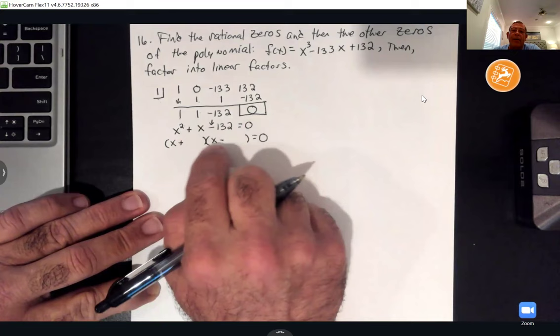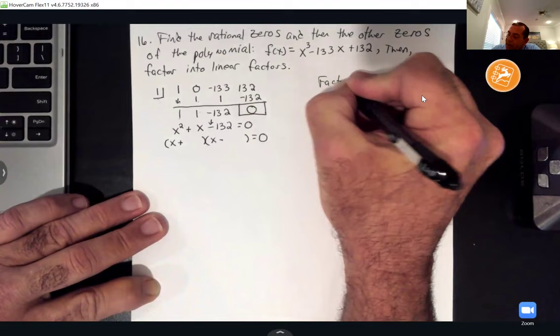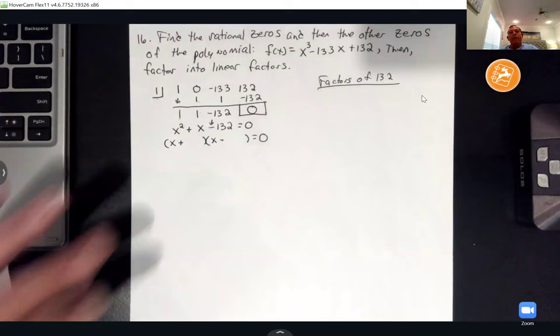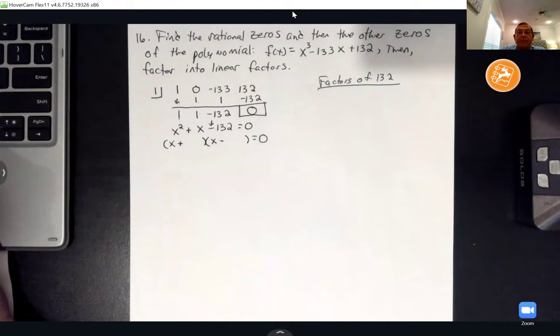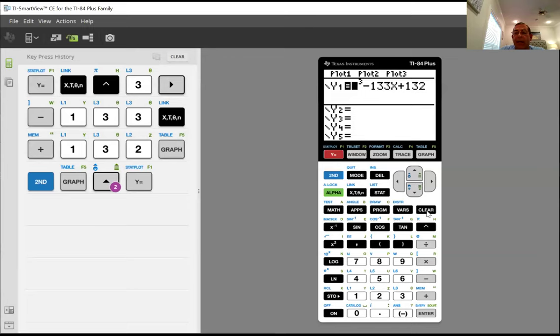Now, I need factors of 132. Y'all, we're weak at factors a lot of times, so let me show you what I do to find factors of 132. I'm going to use the calculator. So let me share the calculator. I'm going to go to y equals and clear this out.